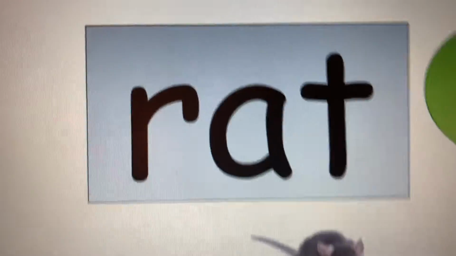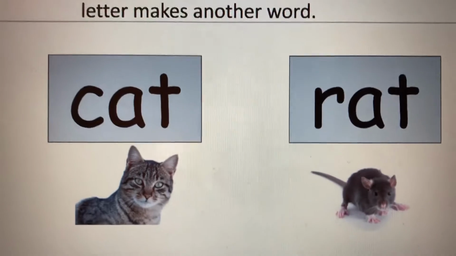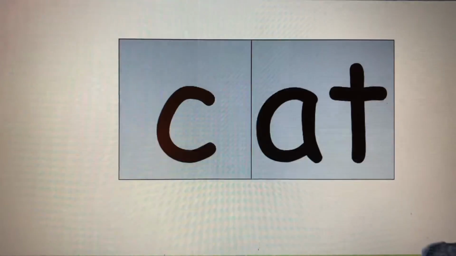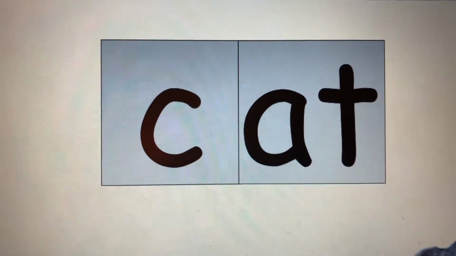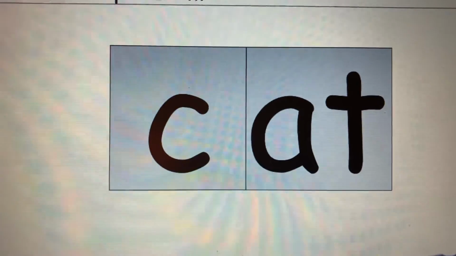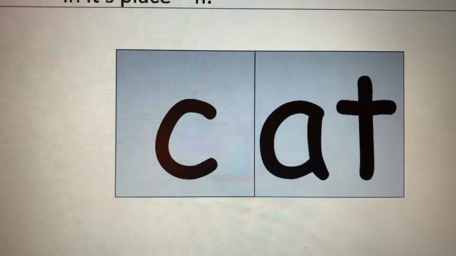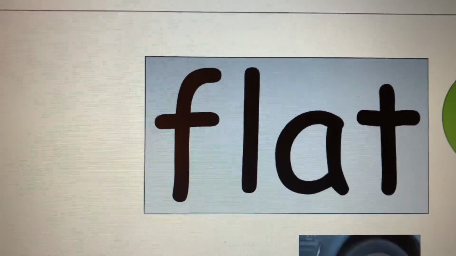Rat. Oh, there's a picture of a rat. Cat and rat. They look the same at the end. They sound the same at the end. So this time we're going to take away the k and we're going to put two letters in its place. And these two letters make the sound fl. So let's go ahead and click and see what the word's going to look like.